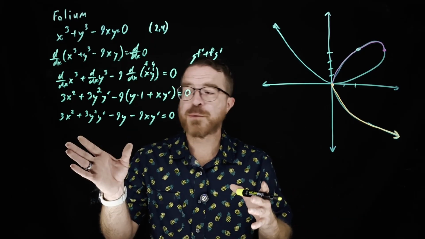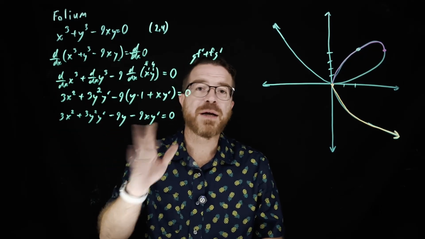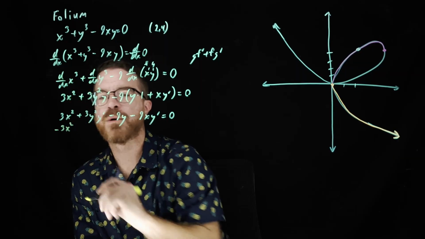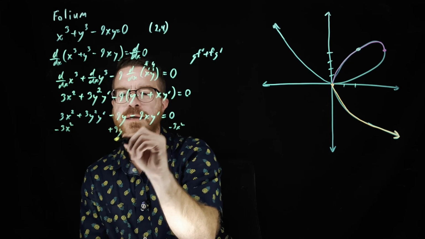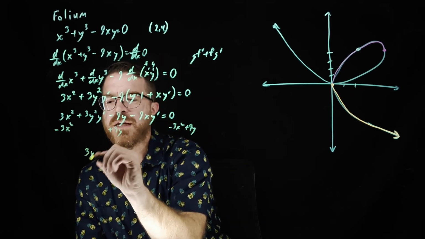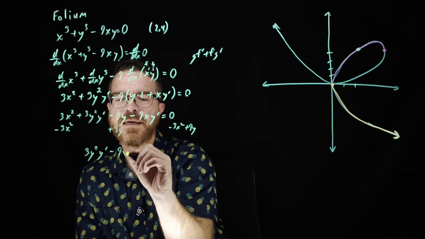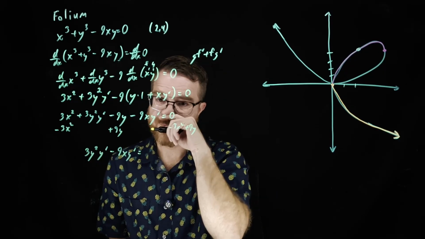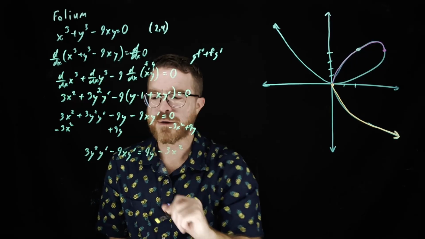So if we look at the terms we have here, this one does not have y prime, 3x squared, and minus 9y also does not have y prime. So I'm going to subtract 3x squared from both sides, and I'm going to add 9y to both sides. This is going to give me 3y squared y prime minus 9xy prime equals, I'm just going to put the positive term up front, 9y minus 3x squared.